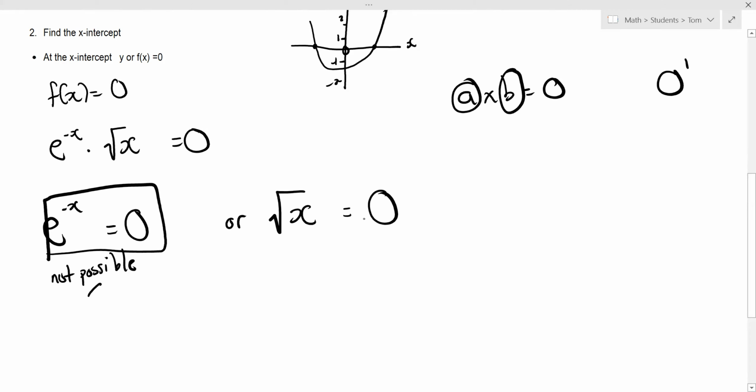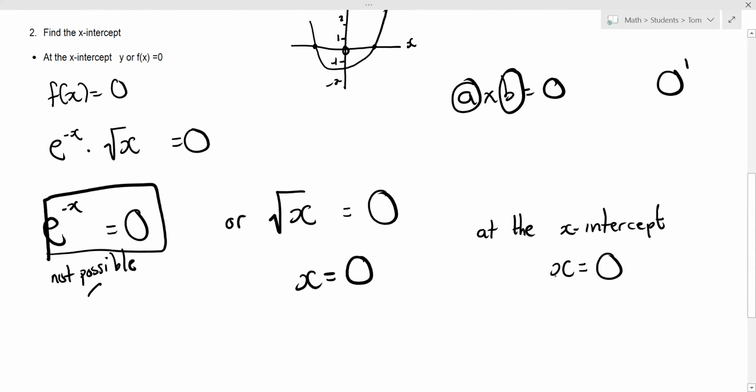Now, square root of x is equal to 0. It's possible if x is equal to 0. If x is equal to 0, then the square root of 0 is 0. So this gives us x equal to 0. So it means that at the x-intercept, x is equal to 0, where f of x is also equal to 0. So that's it.